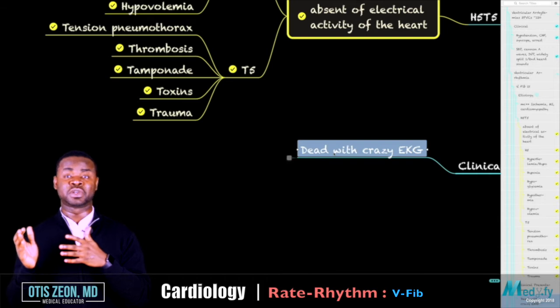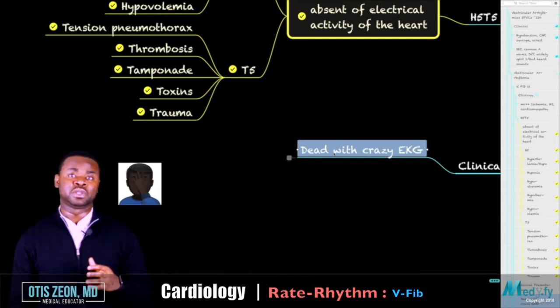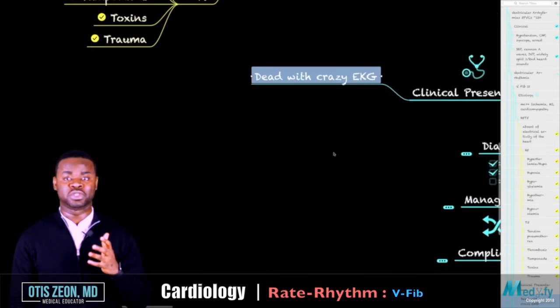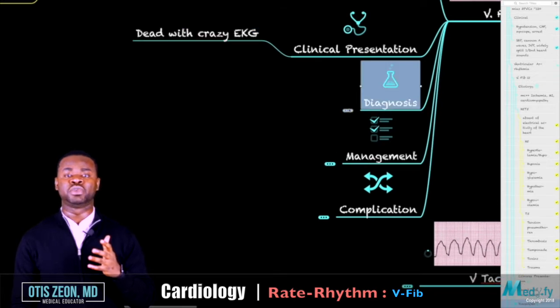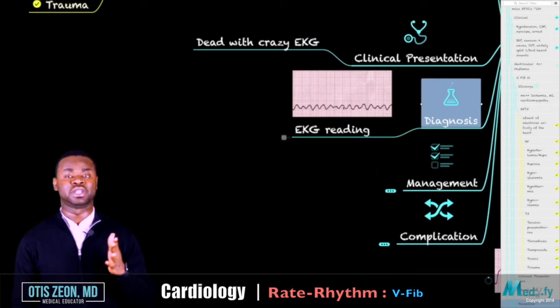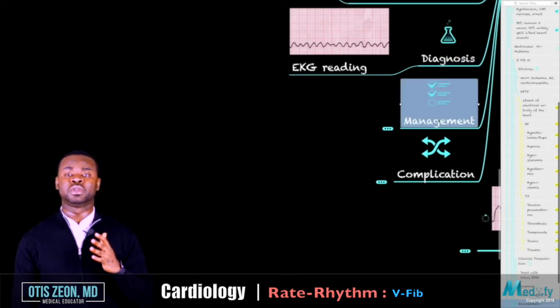So when you look at an EKG of a dead person, it looks crazy, all right? And so then it's easier for you to know what to do next when you see that. The diagnosis can be made easily by looking at the EKG. You see that it looks crazy. No normal person has an EKG that looks like this. Then you will think about management.